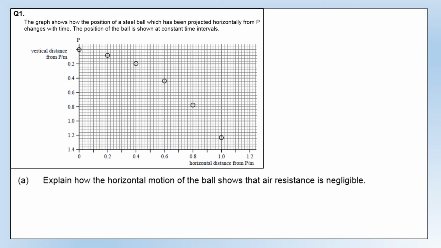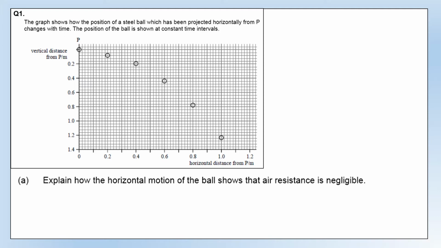Okay, so this is the second video in my series on state, describe and explain. We're going to start off with a motion graph. So we've got a graph showing the position of the steel ball that has been projected horizontally, and it shows how it changes with time, and the positions are marked at constant time intervals.